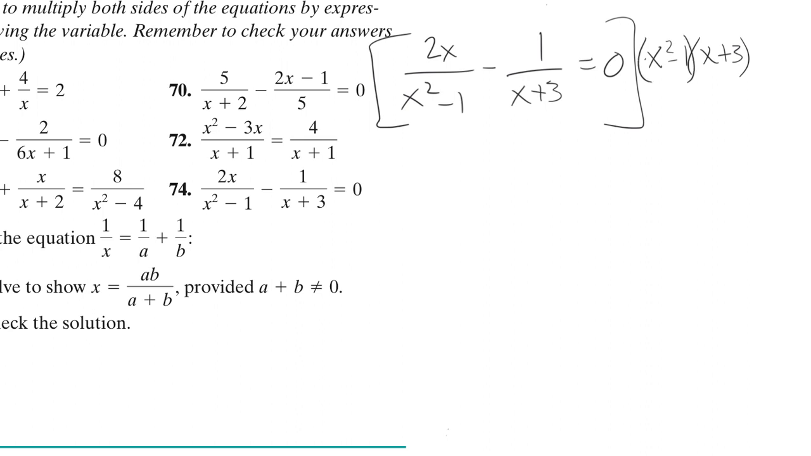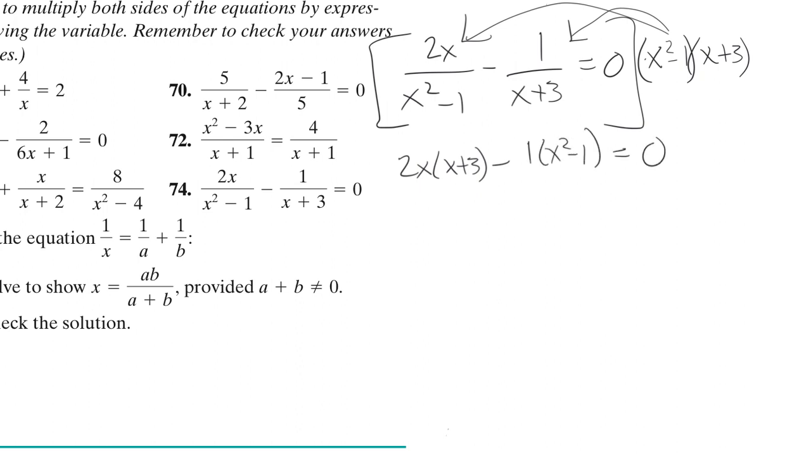So then when you distribute, this is going to be 2x times x plus 3 minus, and then when you distribute here, the x plus 3's cancel. This would be 1 times x squared minus 1, and then that all equals 0. So then this would be 2x squared plus 6x. That's supposed to be an x.